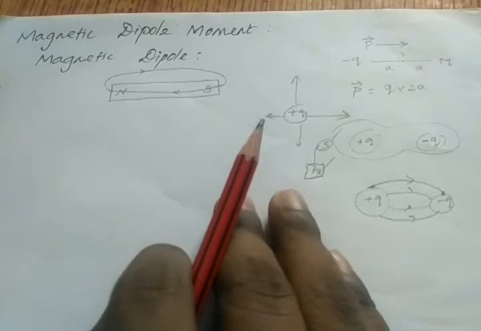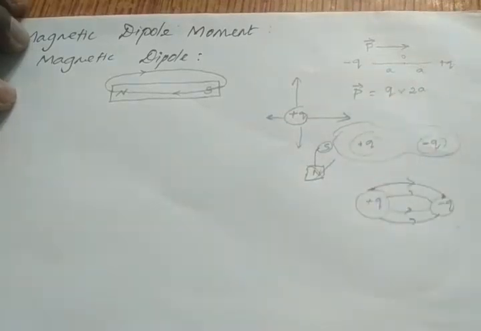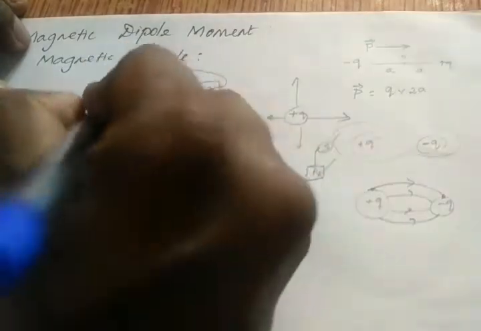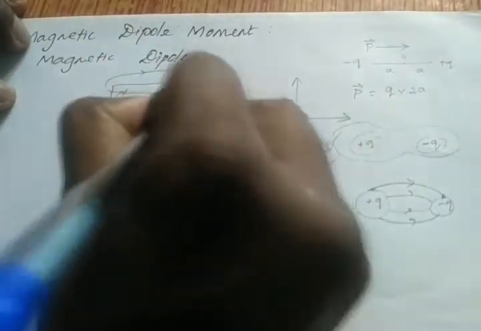Clear? Okay, so be clear about this concept. Here we say this is charge, but here we use the symbol M to denote the charge. So here we take M as the pole strength.